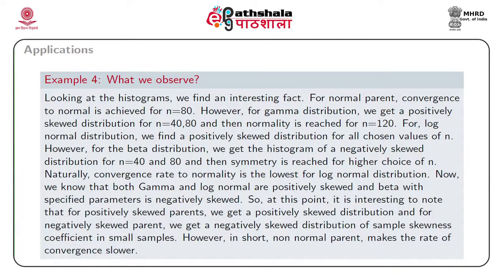Now we know that both gamma and log normal are positively skewed, and beta with specified parameters is negatively skewed. So at this point, it is interesting to note that for positively skewed parents, we get a positively skewed distribution, and for a negatively skewed parent, we get a negatively skewed distribution of the sample skewness coefficient in small samples. In short, a non-normal parent makes the rate of convergence slower.